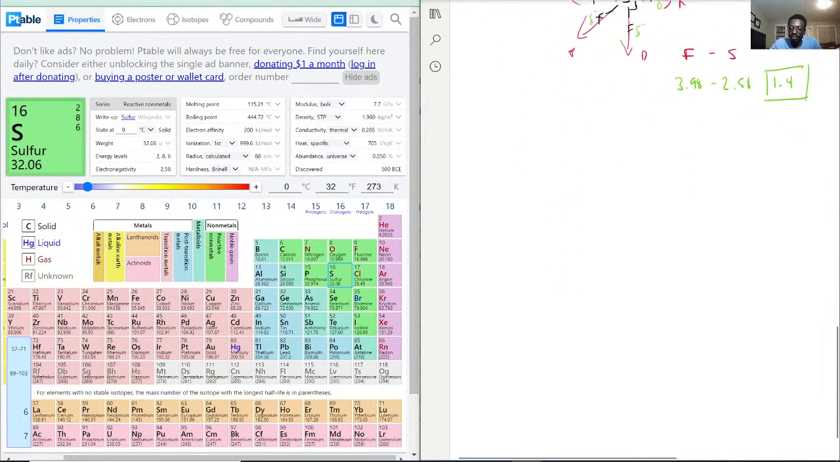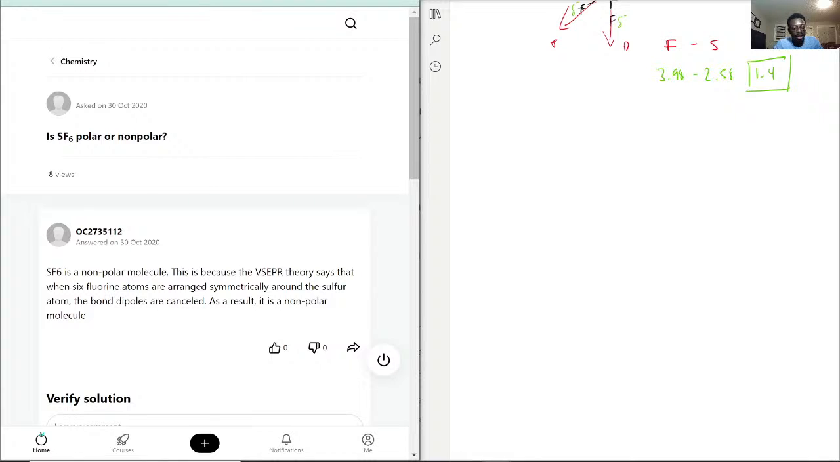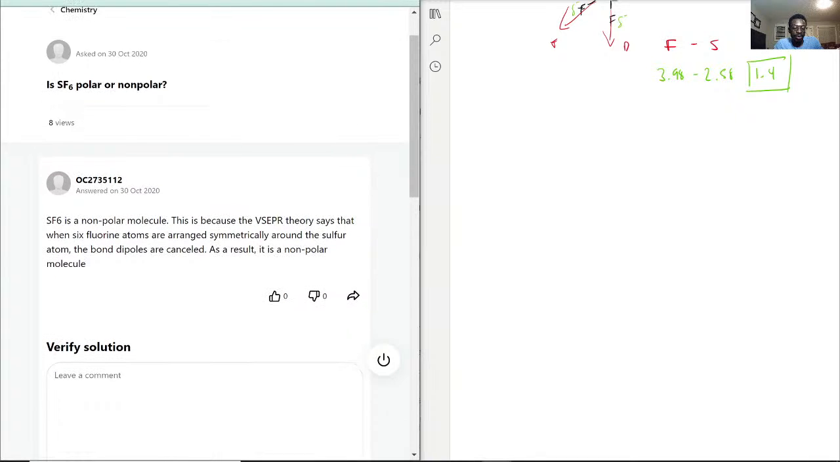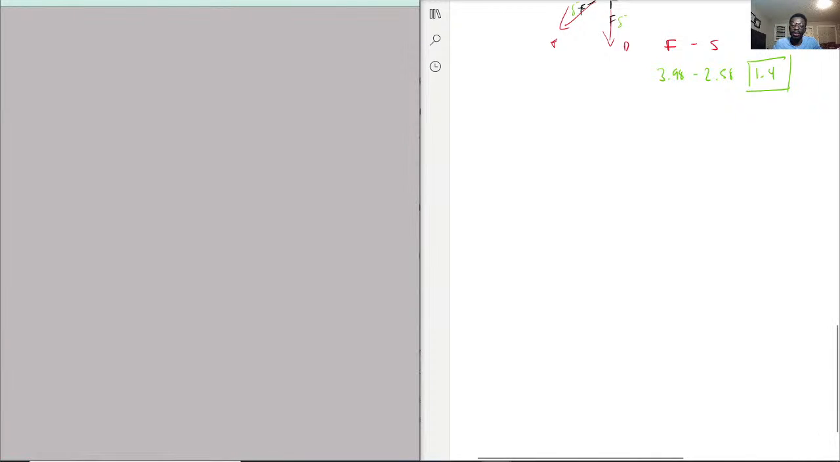Okay, so let's move on to question 5 then. Let's see actually what they say first. Exactly, it's non-polar because of VSEPR theory. The 6 fluorines are arranged symmetrically. The bond dipoles are cancelled. So they do mention that the bonds are indeed polar, and because of that, it's cancelled. So this is correct. All right, so let's move on to question 5.